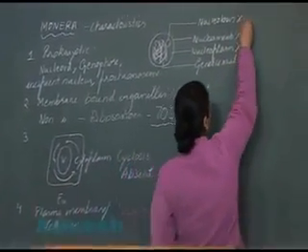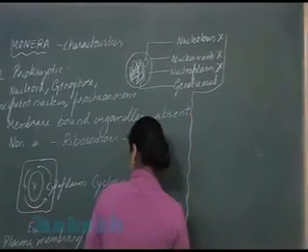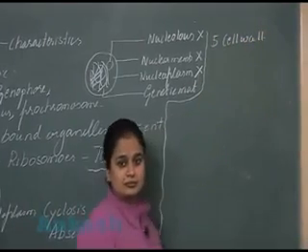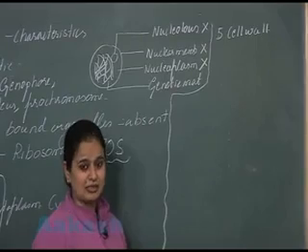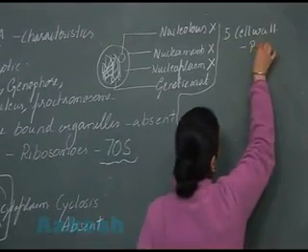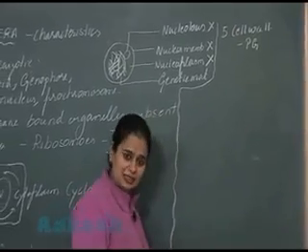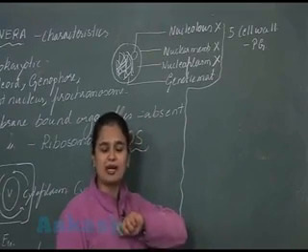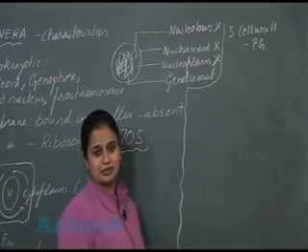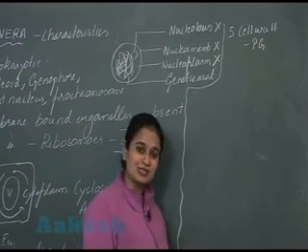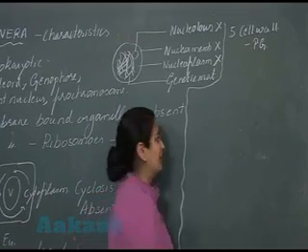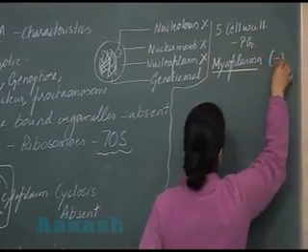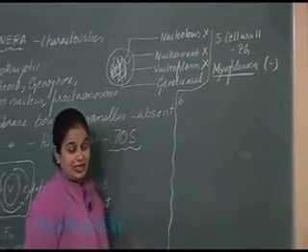Next one, cell wall. As we have already discussed, in the case of bacteria, Monera, the cell wall is made up of PG, that is peptidoglycan. But in Archaebacteria, it is made up of pseudomurein. And in some bacterial group, the cell wall is absent. Which group does not possess a cell wall? That is Mycoplasma. Cell wall absent.